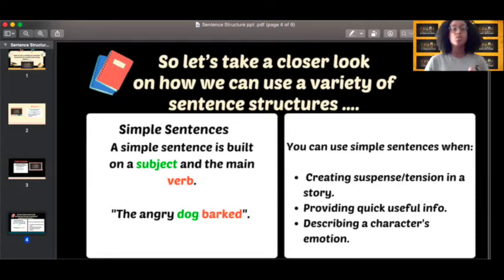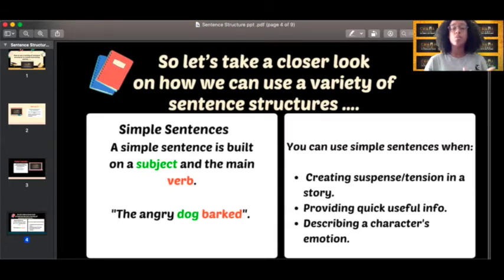Your child can use simple sentences when, for example, creating suspense or tension in a story. So when we mean suspense, like just creating that sense of mystery, like, oh my gosh, what is going to happen? Like, she slowly opens the door. And then you can just leave it as that, just one line on its own, a simple sentence. It automatically makes you think to yourself, what's going to happen next? And usually they use that a lot in scary stories.